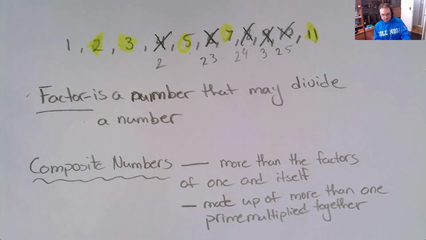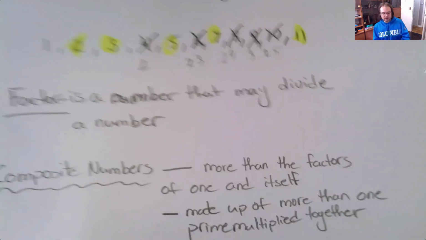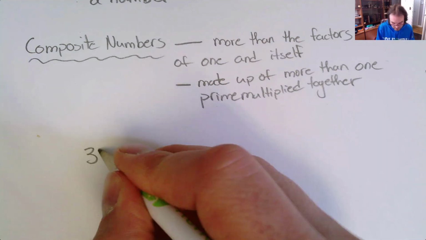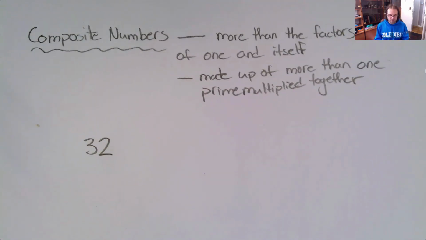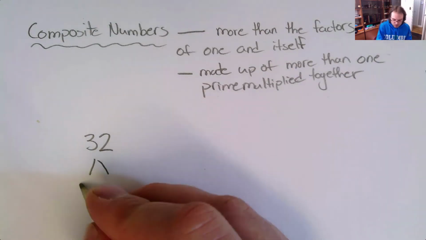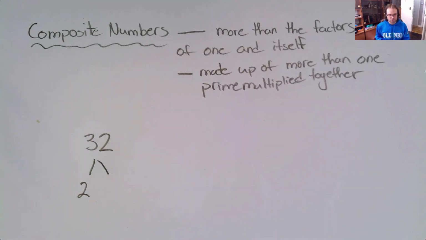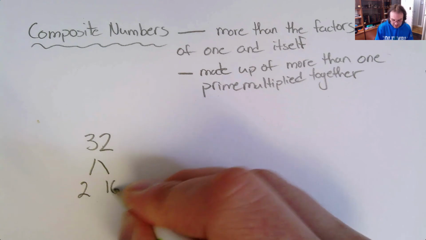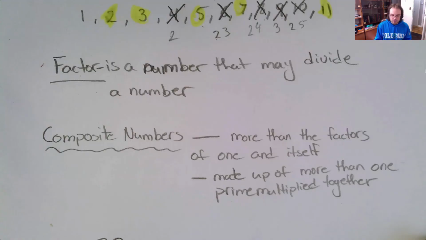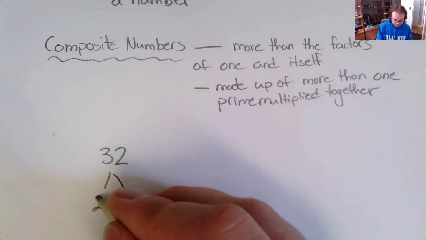So, let's take a look at an example now. Let's try an example of 32. So 32 is a composite number. What can it be divided by? I know it can be divided by 2. I'm always going to make something called a factor tree. I know it can be divided by 2. So 2 times what is 32? Well, 2 times 16 is 32. 2, we know from above here, is a prime number. So I want to circle that.